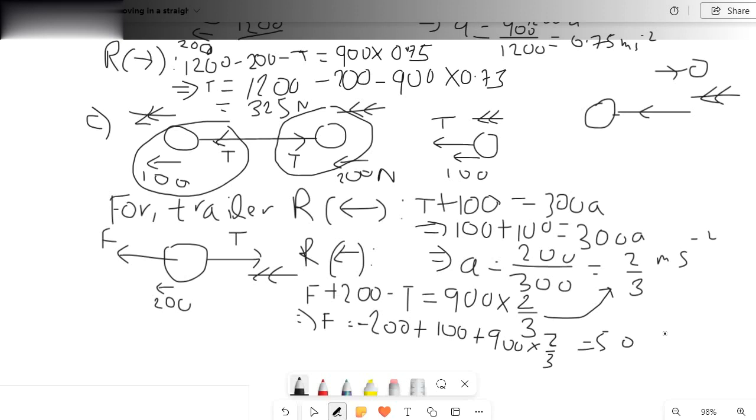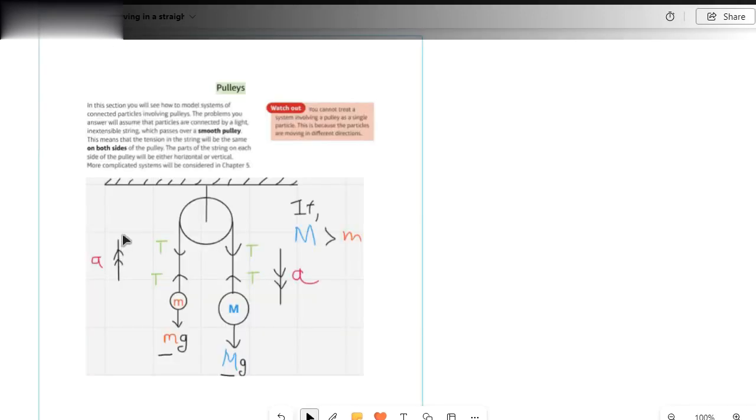500 newtons. So now let's move on to one of the most difficult and complicated parts of the whole topic, which involves pulleys. In this section, you will see how to model systems of connected particles involving pulleys. The problems you answer will assume that particles are connected by a light inextensible string which passes over a smooth pulley. This means that the tension in the string will be the same on both sides of the pulley, and the parts of the string on each side of the pulley will either be horizontal or vertical. More complicated systems will be considered in Chapter 5.